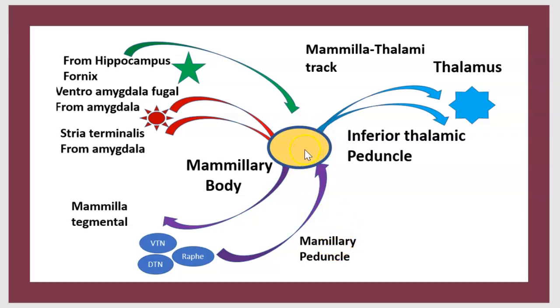From the mammillary to the thalamus, there are 2 ways. The first way is the mammillothalamic tract, and the second way is the inferior thalamic peduncle.